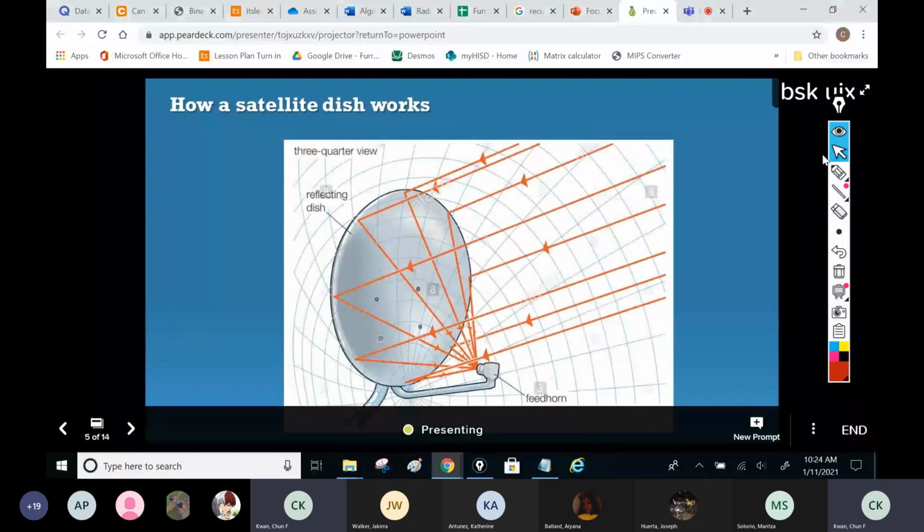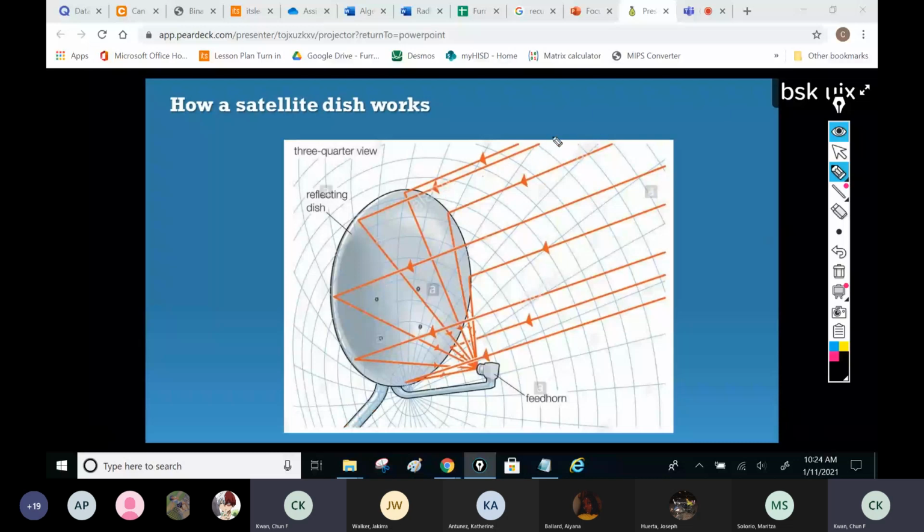All right, so this is another image just to better visualize what's going on. Whatever radio waves or signals hit the dish, it doesn't matter which spot it hits the dish. As long as it hits the dish, it will bounce back to the signal receiver right here. Doesn't matter which angle. It will always hit the receiver right here.